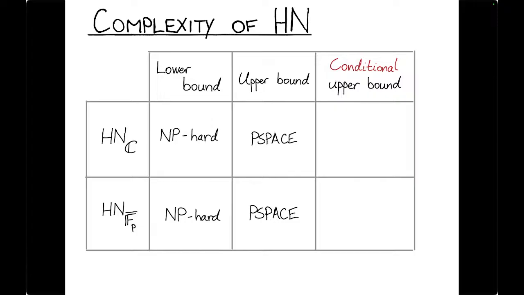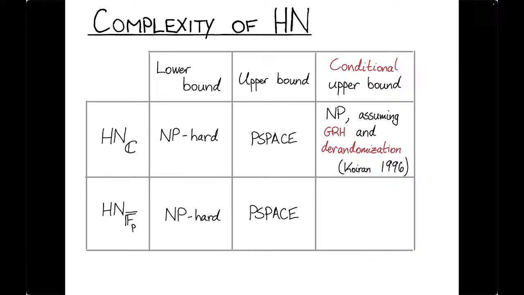And then you can ask, well, this is kind of a big gap between the complexities of these problems, right? We have an NP hardness lower bound, we have a PSPACE upper bound. What should the right answer be? And conditionally, we know, at least in the characteristic 0 setting, what the answer probably should be.